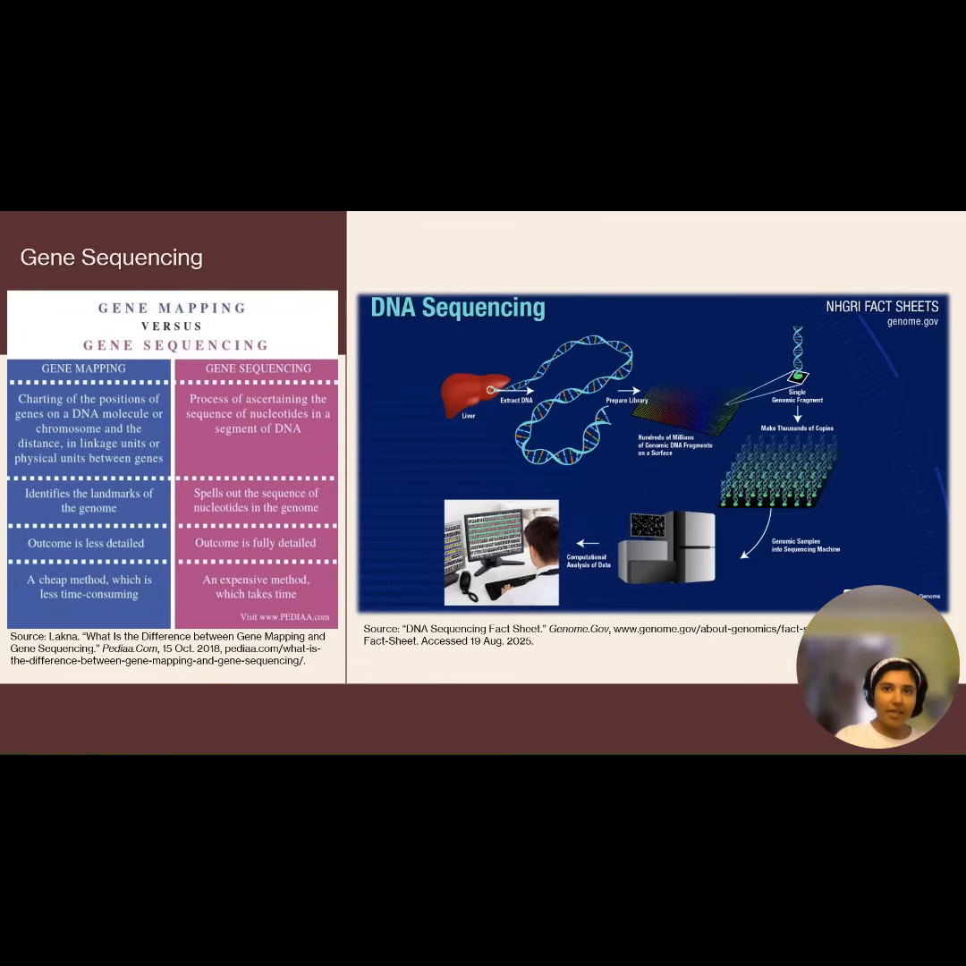So let's now look at gene sequencing. Gene sequencing is the process of determining the exact order of nucleotides, A, T, C, and G, in a segment of DNA or an entire genome. It's like reading the complete instruction manual of a gene or organism to understand its genetic code.